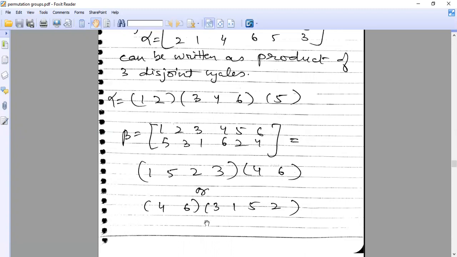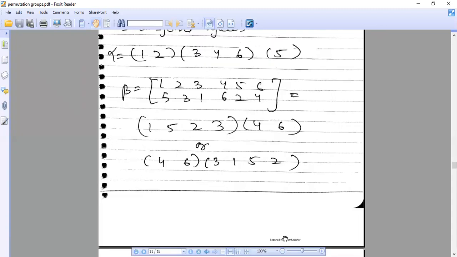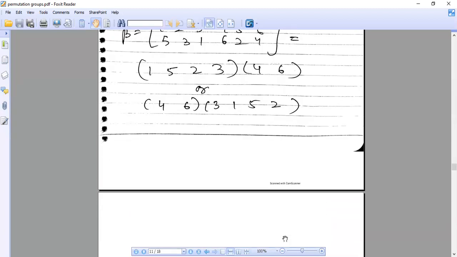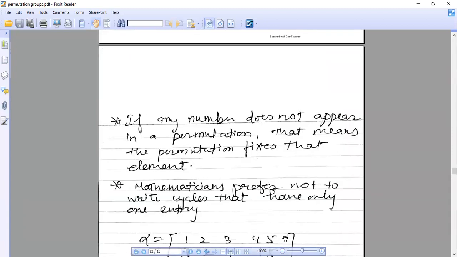And this can also be written like this. (4 6) times (3 1 5 2). So 3 is going to 1, then 1 is going to 5, 5 is going to 2 and 2 is going to 3. So if you start from 3, these two will give you the same permutation beta. So you can write any permutation as a product of disjoint cycles. Either it is itself a cycle or it can be represented as a product of disjoint cycles.